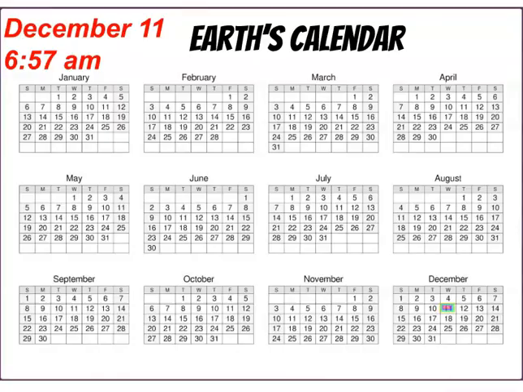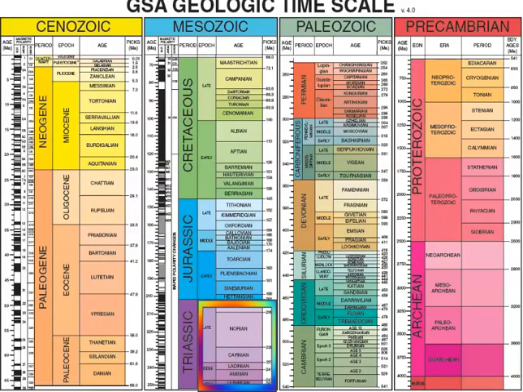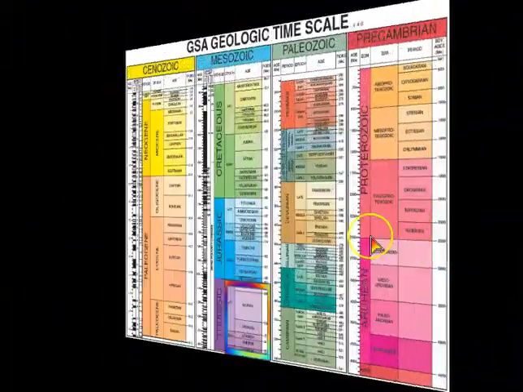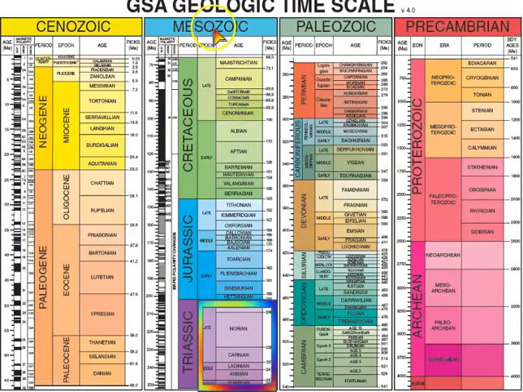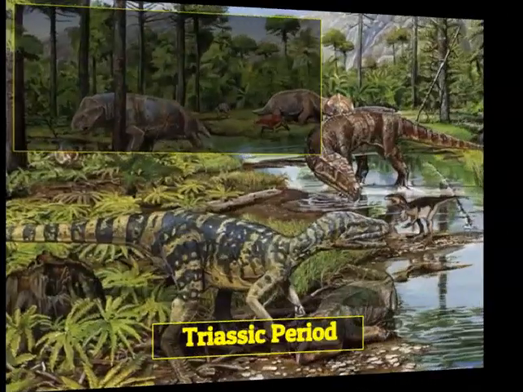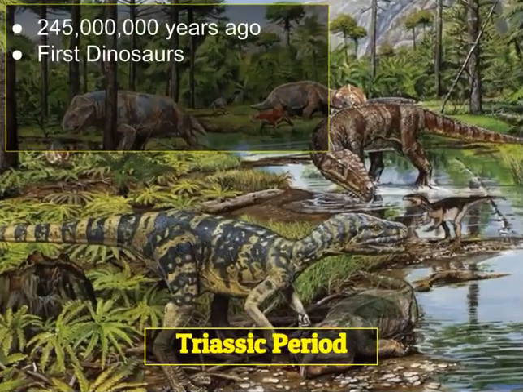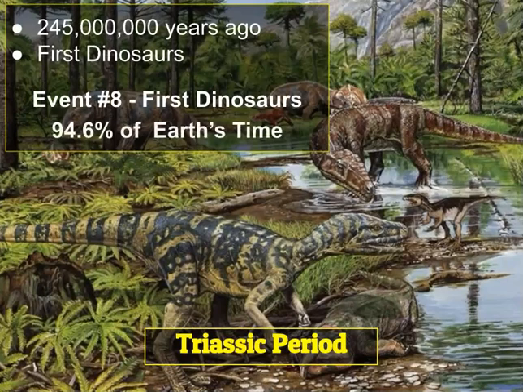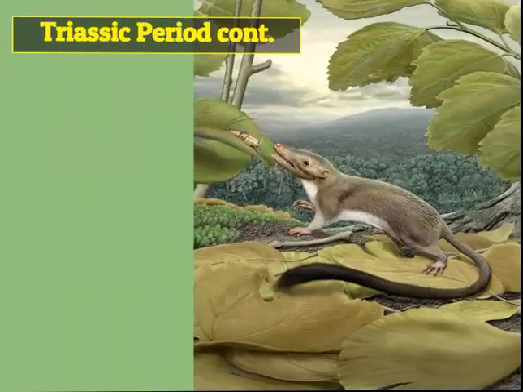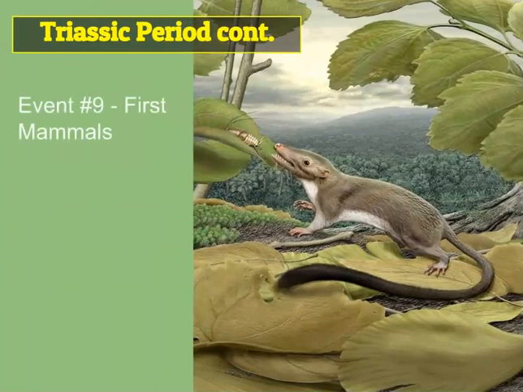Okay, now we're at December 11th, early in the morning here. This is the Triassic period, which is going to be in the Mesozoic. The Mesozoic is famous for lots of children all over the world because this is where dinosaurs show up. The first dinosaurs show up, and again, 94.6% of Earth's time, so dinosaurs show up very late in Earth's history. That's the Triassic period. Also, we see mammals show up. Little small mammals, but mammals did show up.